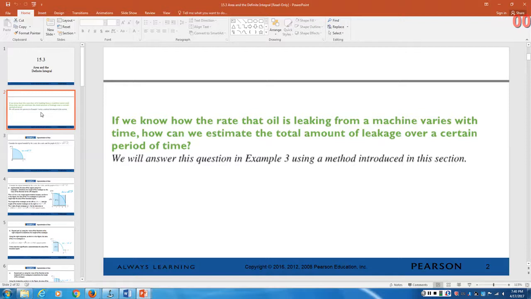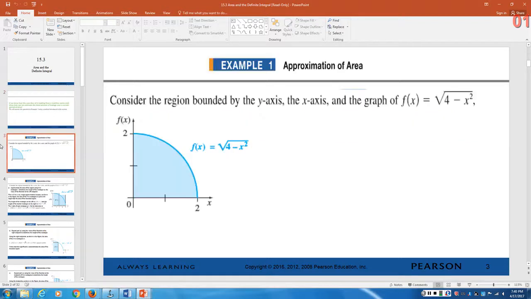This is one of the kinds of problems that we might be solving in this section. If we know the rate that oil is leaking from the machine, we know how that oil leak varies with time, how could we estimate the total amount of leakage over a certain period of time to know how much oil we're actually losing? The quantity is of much more interest to us in some cases than the actual rate at which it's happening. If the rate's high, of course, it's going to be a higher quantity, but we might need to know that exact quantity. So this is how we're going to start out.